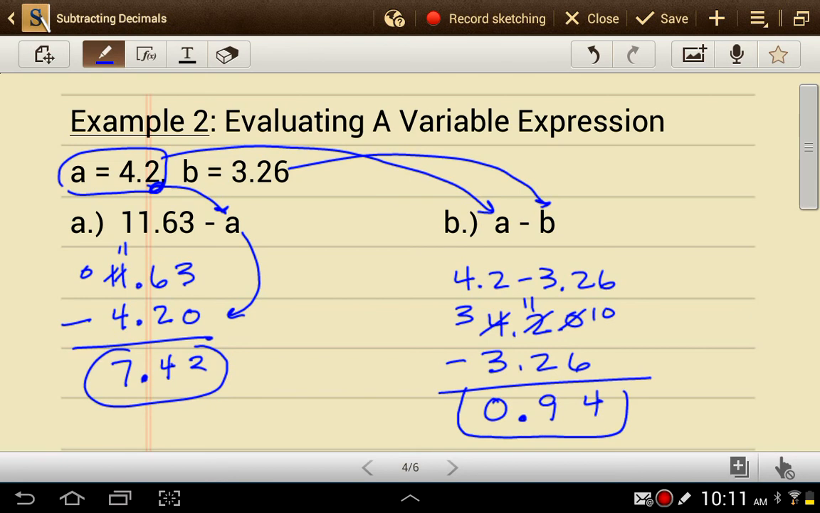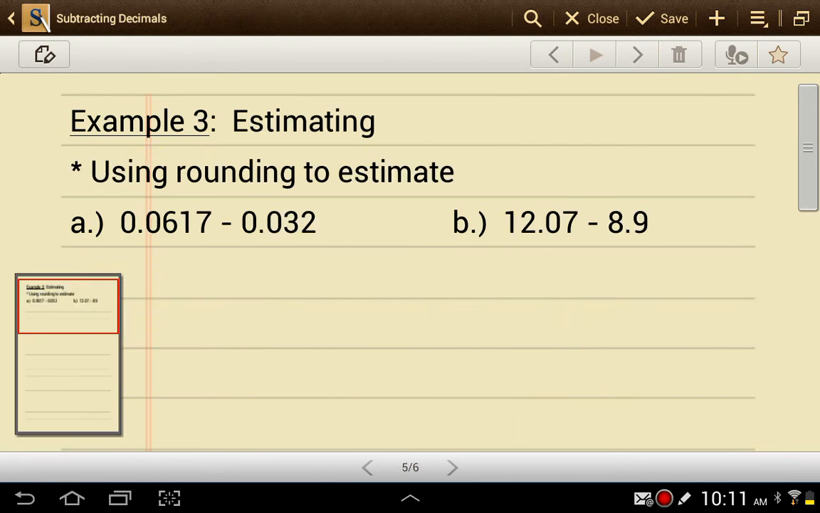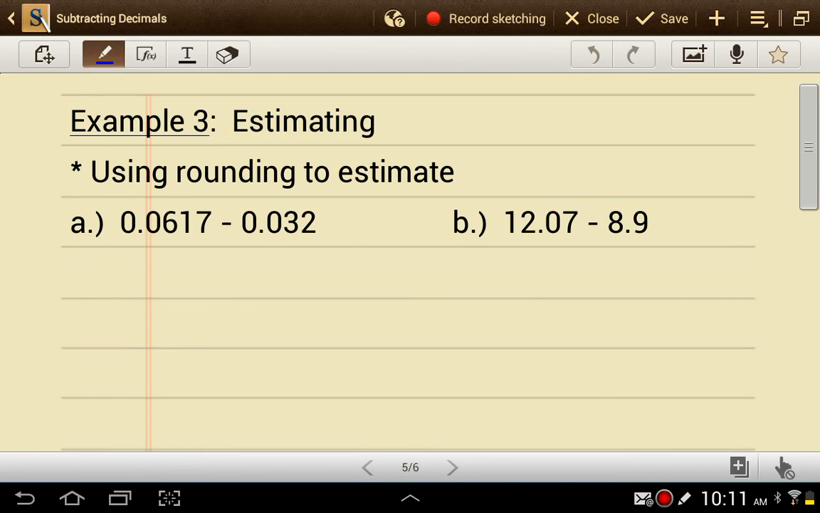Okay, again, if you need to pause this to write it down, go ahead. I'm going to move on to the next example. In my next example, we're going to work on our estimating, our rounding. So for this one I have to round. Now the first one is very small numbers, so I have to round to what I have. So in this one I'm going to round to the nearest hundredth spot because that's the first number they have and it's going to be close to my actual answer.